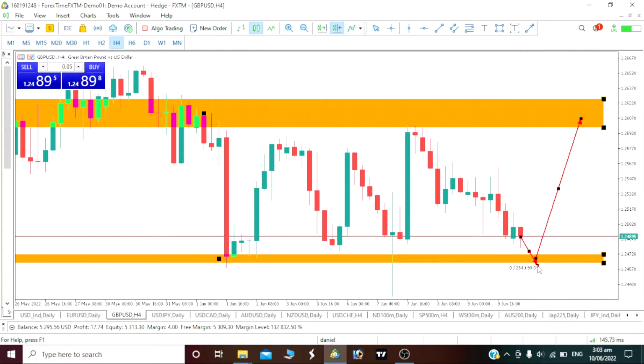So for today, our pound will actually be going bullish. We will actually be seeing a spike up, a bullish move of about 60 to 70 pips for today. So that is my analysis for today.